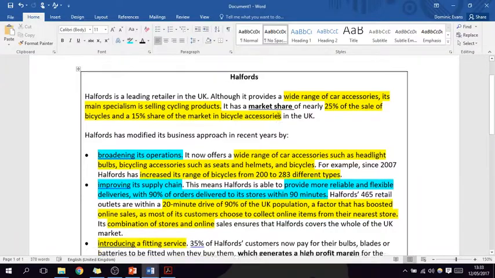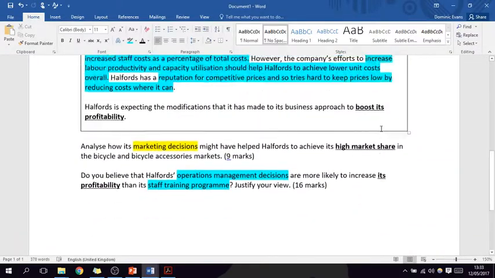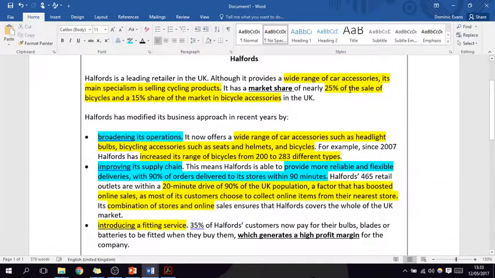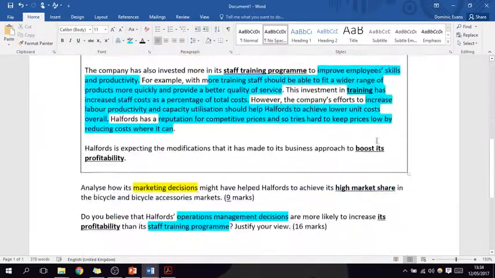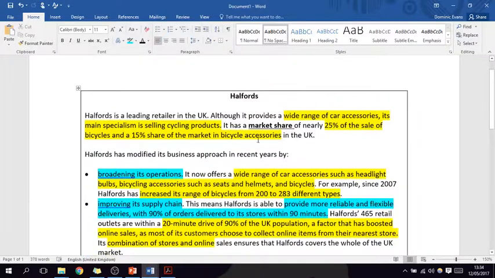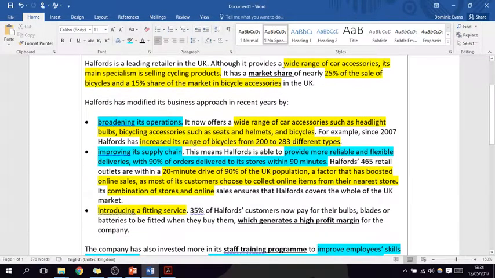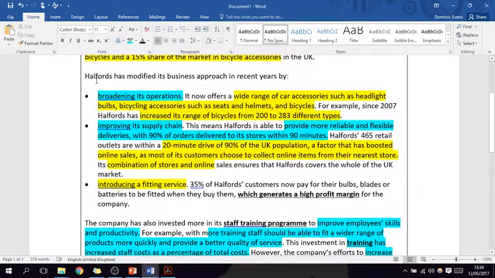Market share, this is a key term from the question. High market share, I'm going to want to use this information in my 9-mark answers for some application. 25% sales of bicycles, 15% share of the market in bicycle accessories. Okay, so that's stuff about market share. AQA are quite helpful. They tell you what the question's about, and then in the case study they signpost you to where some of the information is that you can use for application.